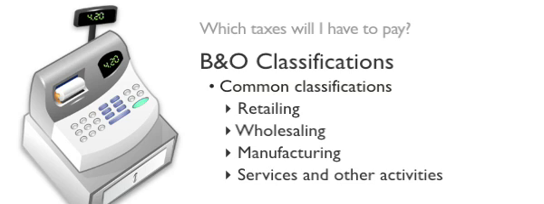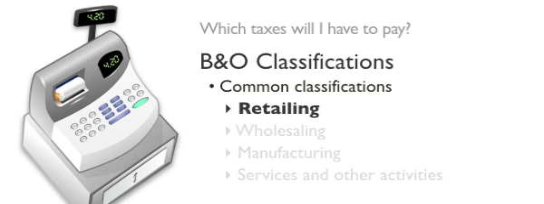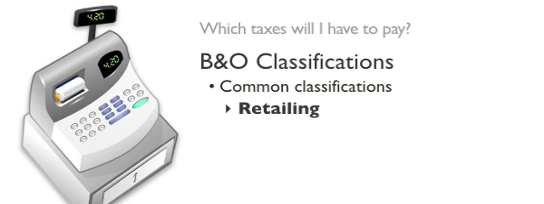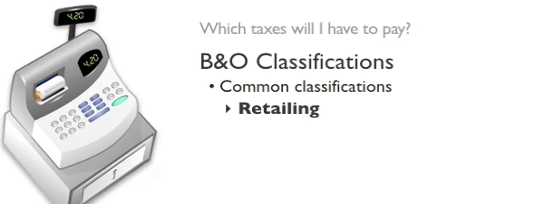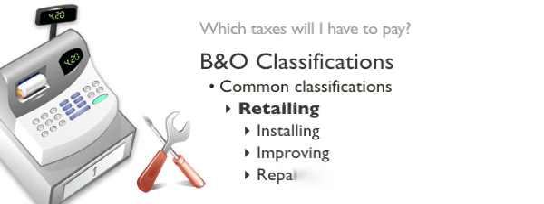Be sure to know if your business activity falls under retailing. Many businesses that should be classified as retailing mistakenly don't report under that classification. Later, they find out that they owe sales tax, which they did not collect from their customers. If you are unsure if your activities would be considered retailing, you should call the Department of Revenue for clarification. Many services, like installing, improving, and repairing, are retailing activities that need to be reported under the retailing classification. Again, you can get a complete list and description of B&O classifications from the link at the end of this presentation.